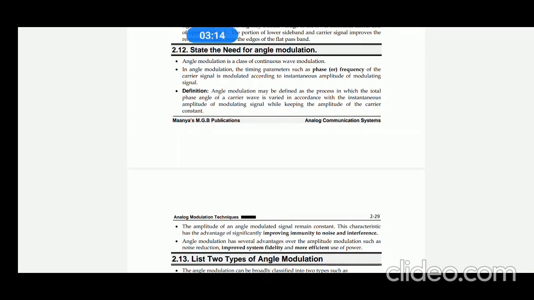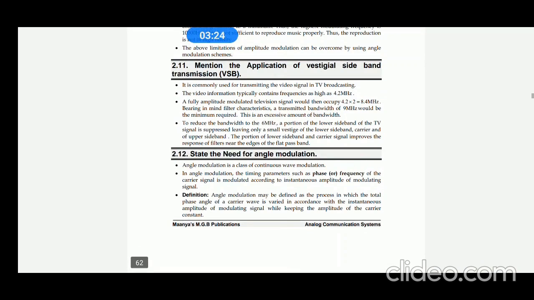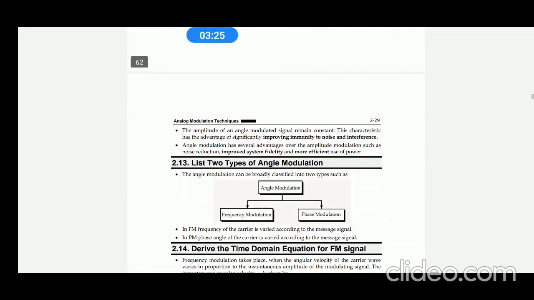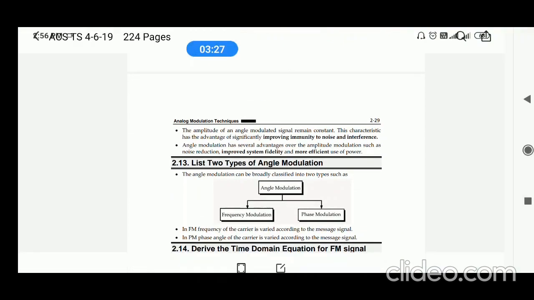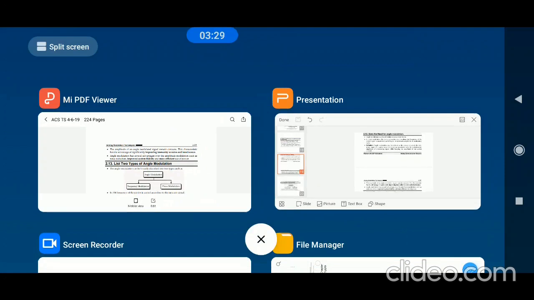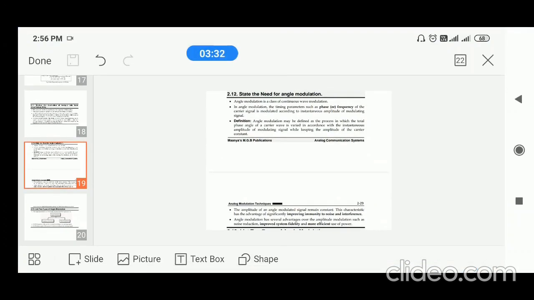The amplitude of an angle modulated signal remains constant. This characteristic has the advantage of significantly improving immunity to noise and interference. Power saving: you can save power.